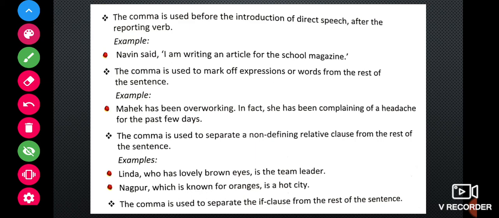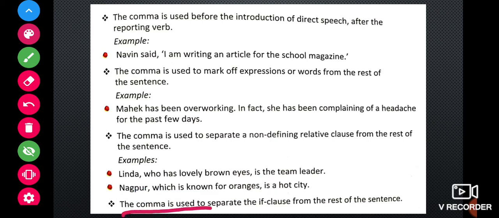For example, Linda, who has lovely brown eyes, is the team leader. Now we know that "who has lovely brown eyes" is the non-defining relative clause, or the non-restrictive clause. So this clause is separated by commas. Nagpur, which is known for oranges, is a hot city. Again, the central portion is a non-defining relative clause, so it is separated by commas.